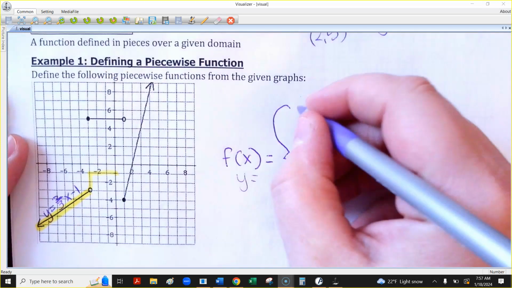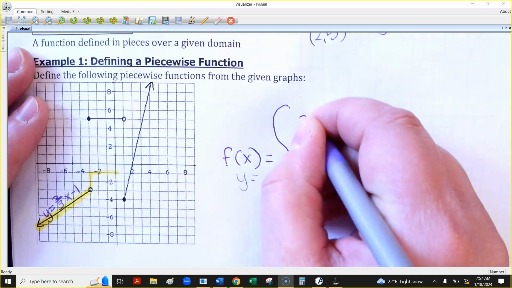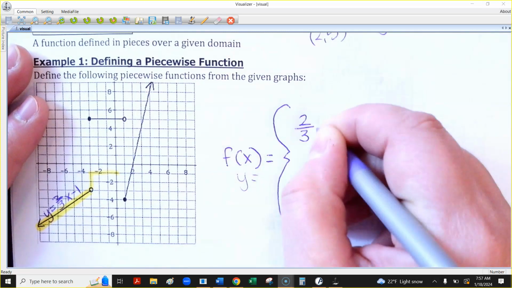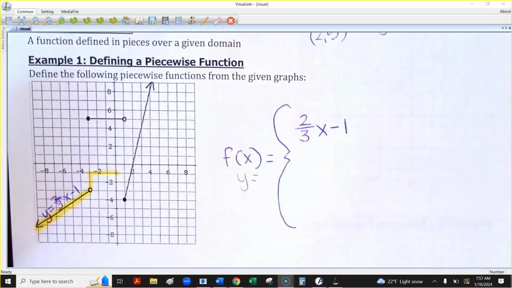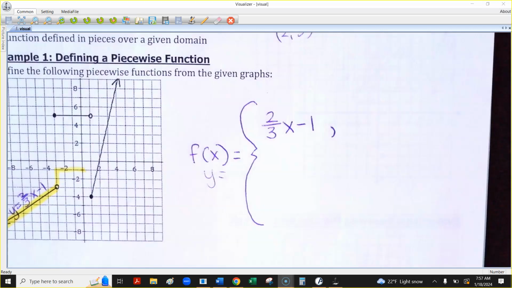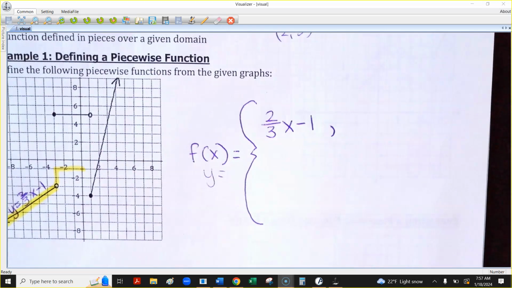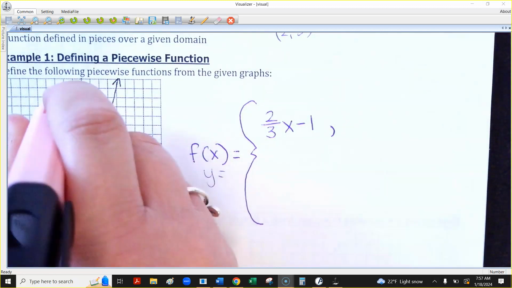The first piece, since I have that f of x equals, or if you want to put y equals out in front, that's completely fine. When you actually write the piece, you just start and write what's after the equal sign. So we have 2/3 x minus 1. Okay, and I'm going to put a little comma here, and we'll go back, but you have to actually give a domain for that piece. So let's just write the equation of the pieces to start out, and then we'll go back and do the domain.